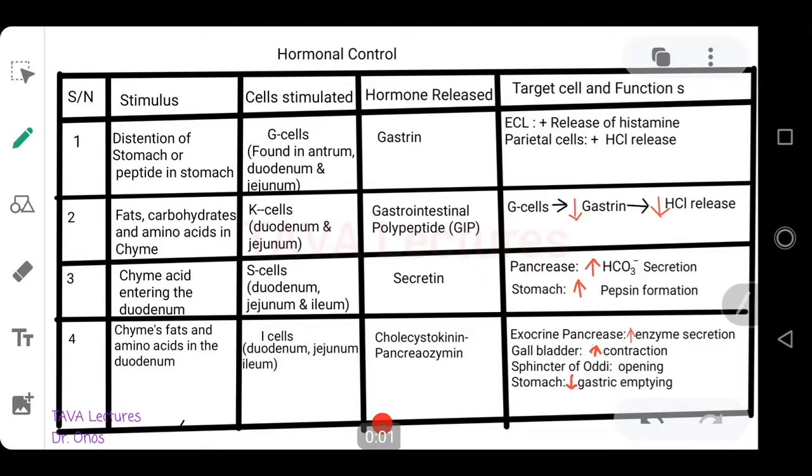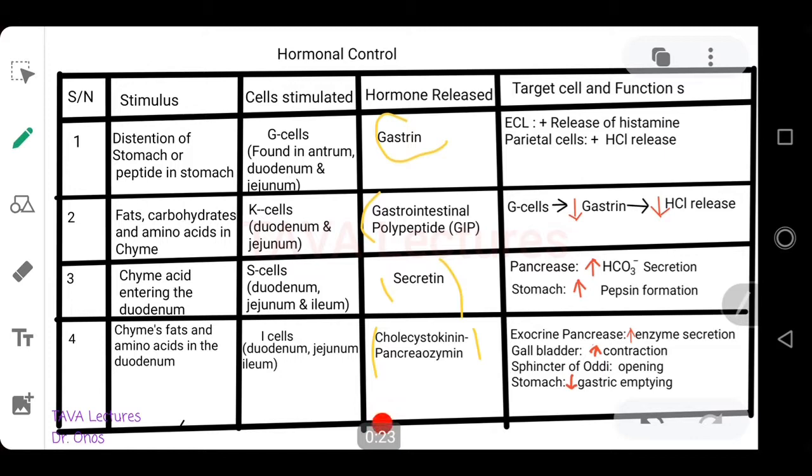All right, now let's look at the hormonal control of the GI tract. I created a table here to show the several hormones. My concentrations are majorly on four hormones: gastrin, GIP, secretin, and CCK. We have more, there's motilin and the others, but I want to talk about these four in this lecture.